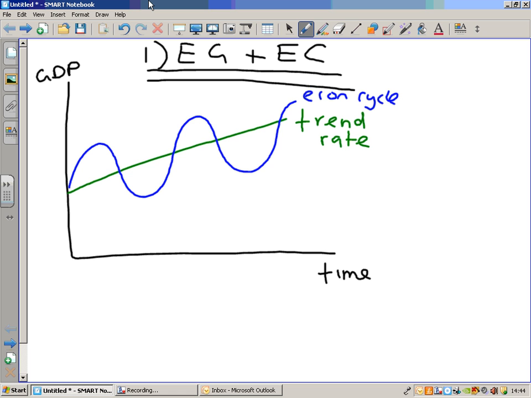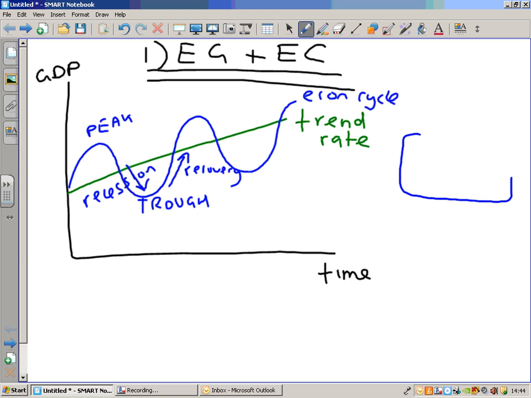We have at the top, peak. We have when things are bad, the trough. When things are picking up, we have a recovery. And when things are starting to go wrong, we have a recession. So we have our 4 different points in our economic cycle. Let's just very quickly talk about what is happening at each of these different points.